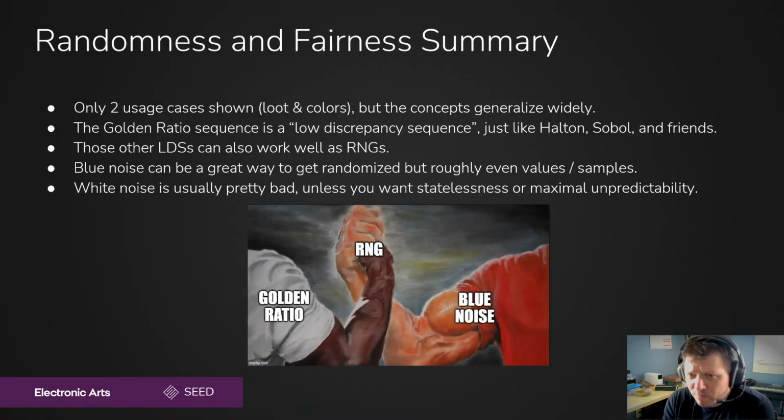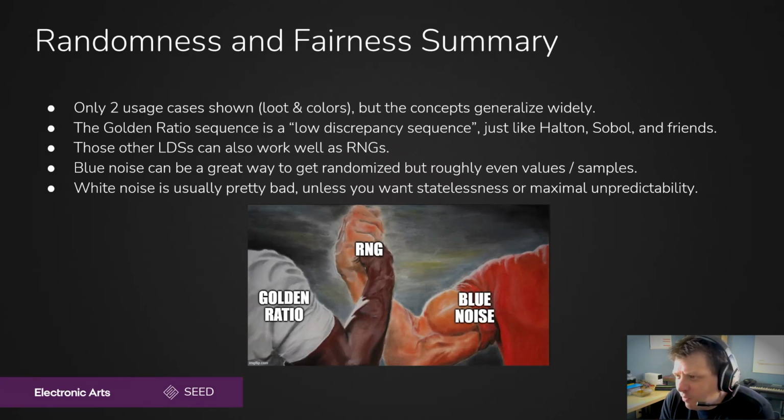So that's the end of this first section on randomness and fairness. I only showed 2 usage cases, which was a treasure table when you kill a boss, and colors for objects. But hopefully you can smell what I'm cooking. These concepts generalize widely to graphics, game dev, and even just generic algorithms, right? Anything that uses random sequences.